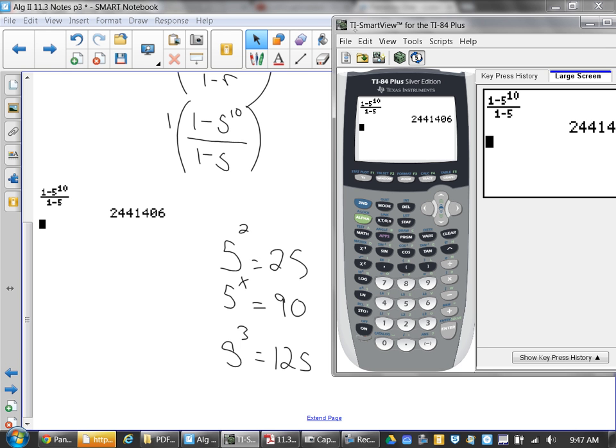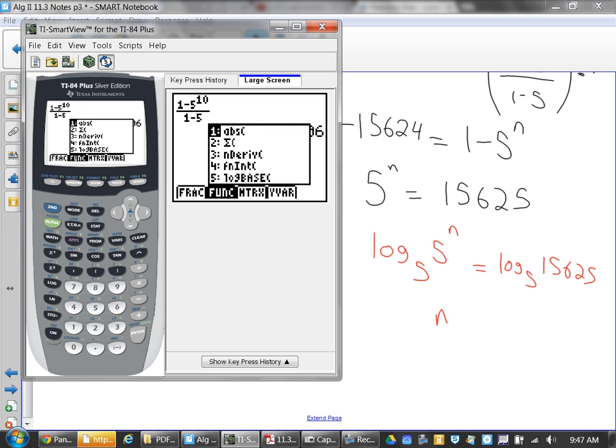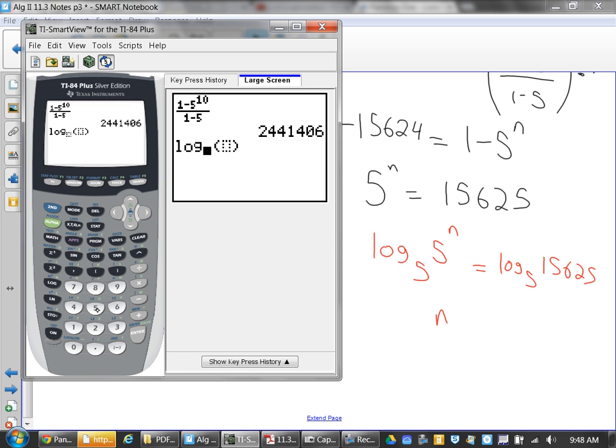Just wait. Relax. There is a button. Alpha window, I believe. Number 5 says log base. Everybody see that? So all you have to do is type in number 5, and then it shows you log, and it's blinking the cursor on the base that you want it to be. What's the base I want it to be? 5. And what do I put in parentheses?